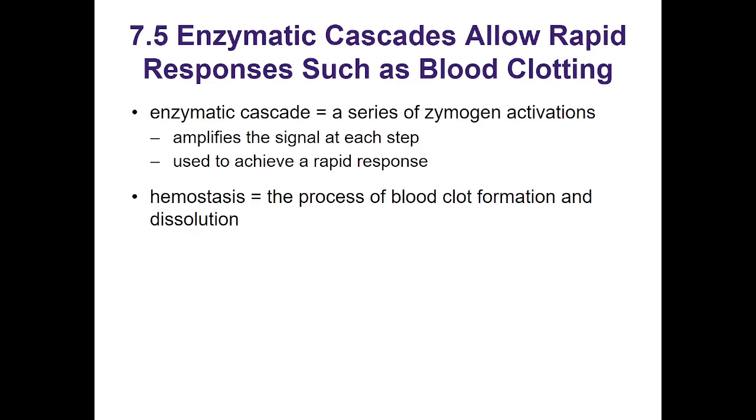So enzymatic cascades are going to allow for rapid responses. Now we're going to start looking at blood clotting, okay? And so the enzymatic cascade is going to be, again, that series of zymogen activations. This will amplify the signal at each step. This is used to achieve a rapid response and a drastic rapid response. Hemostasis is going to be the process of blood clot formation and dissolution.